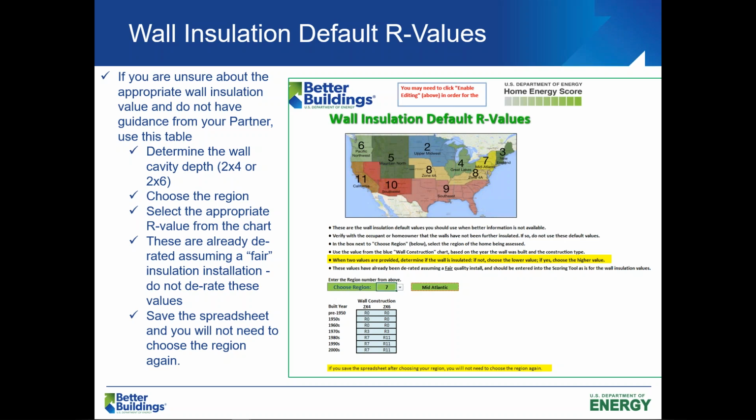We do have at least one partner who has specific guidance for their area on what wall insulation values to use. Follow your partner guidance where that's been provided. If they haven't provided you anything, and if you don't have better information, for example information from the homeowner, especially if they can provide a receipt that the walls have been insulated since the house was built, or you can find evidence of that, then use the R value from that. This is for use when you don't have better information.